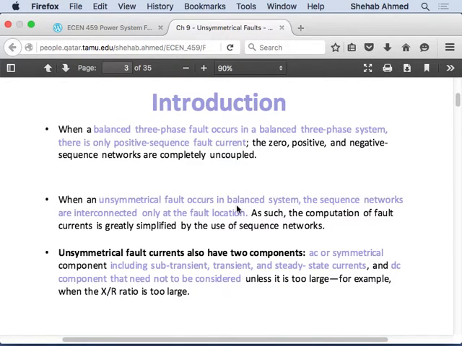When an unsymmetrical fault occurs in a balanced system, the sequence networks are interconnected at the location of the fault. That's what this says. So how do you interconnect them is what we need to learn in this chapter. As such, the computation of fault current is greatly simplified.